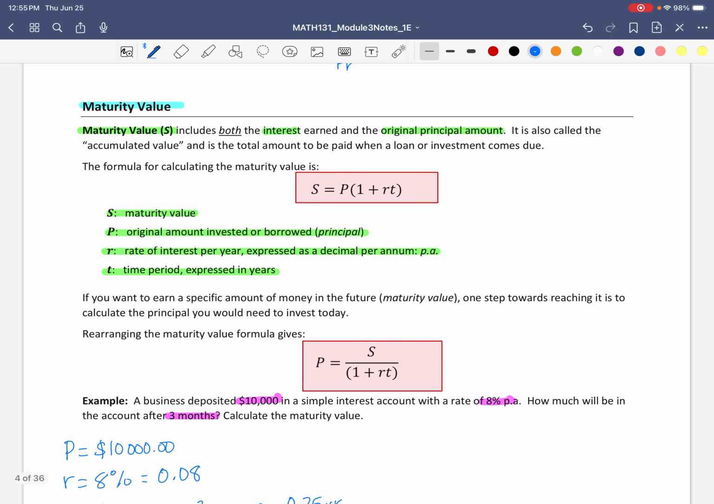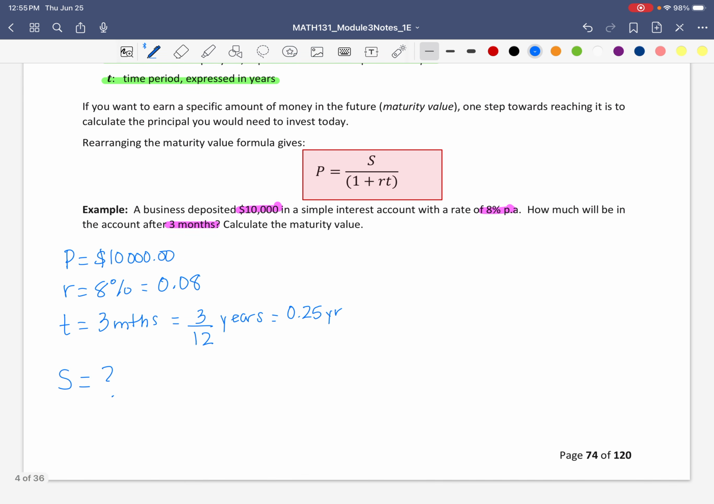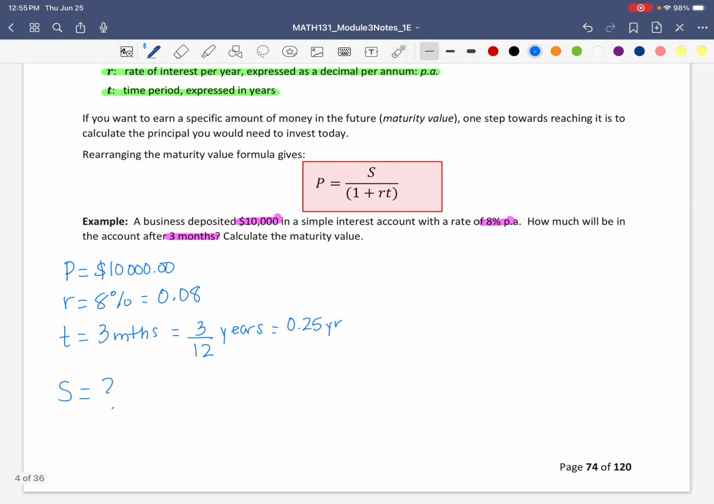S is equal to P times 1 plus RT. So let's go ahead and write that formula here. S is equal to P times 1 plus RT. And from here, we're going to substitute in the known values that we have.